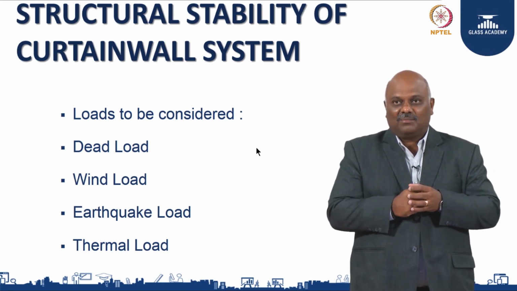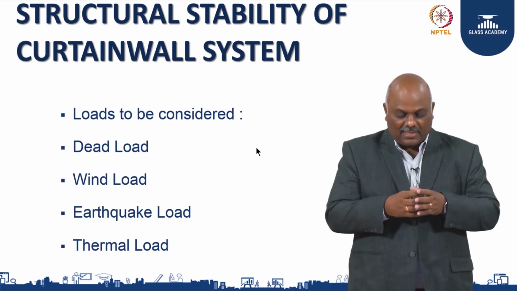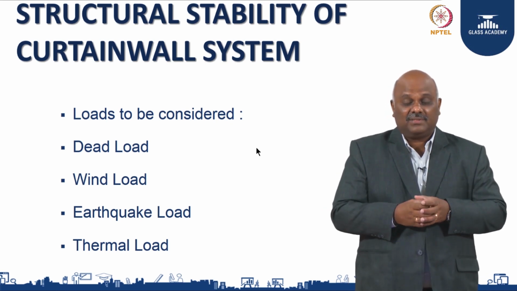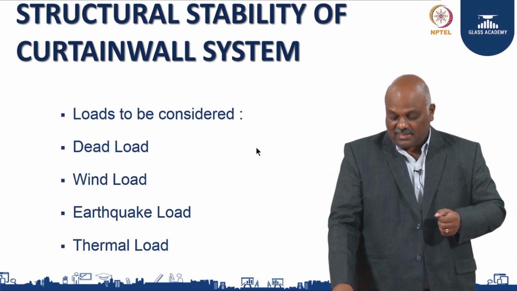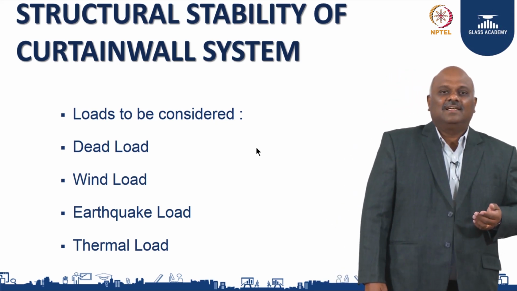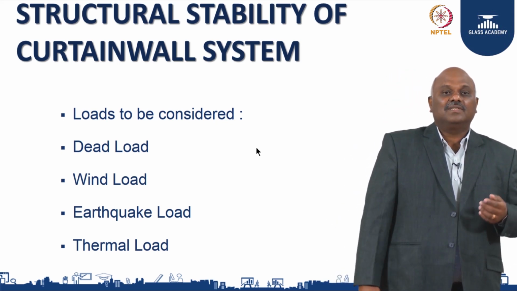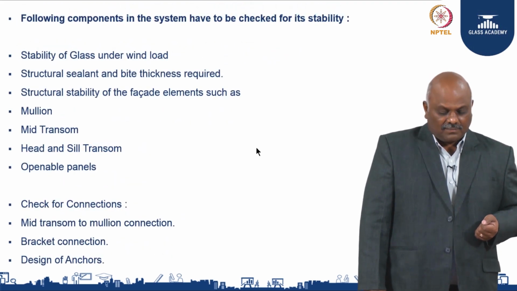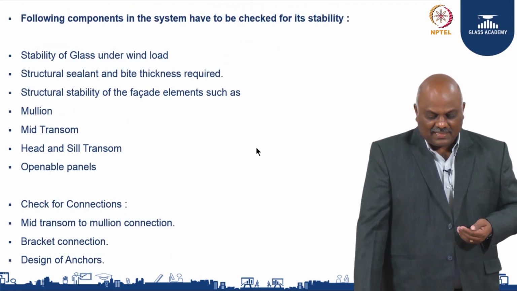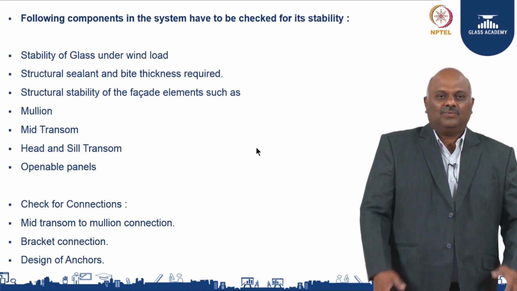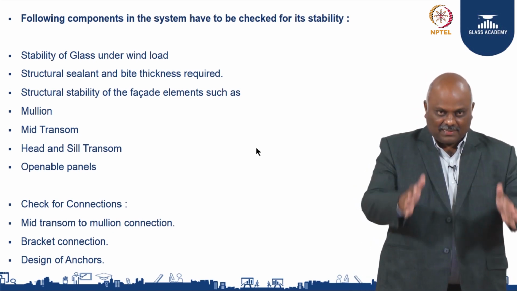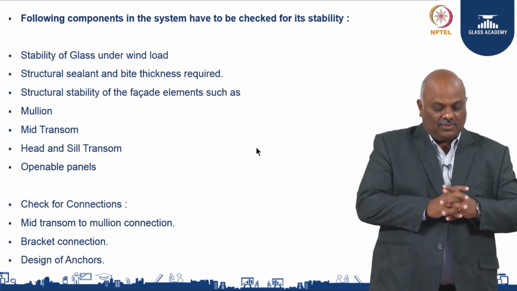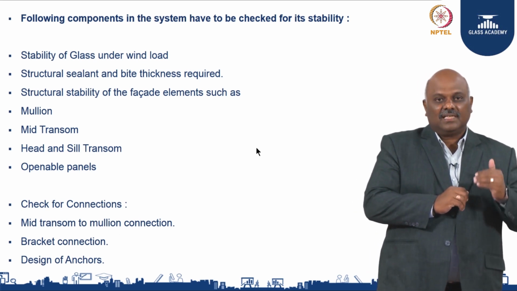So, without calculating the thermal load, if you go and design too tight a system, then when the expansion happens, things will start bulging or burning out. These are the key loads you consider while you design a system. The following component systems have to be checked for their stability. I am giving an example of a unitized system. These are the elements; you check them individually.